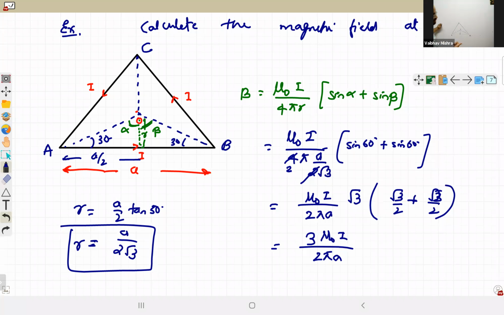So the current is towards right. Stretch your palm. It is coming out of the plane due to this wire. Similarly, due to the second wire, thumb in the direction of current, stretch your palm towards O, upward, outwards.